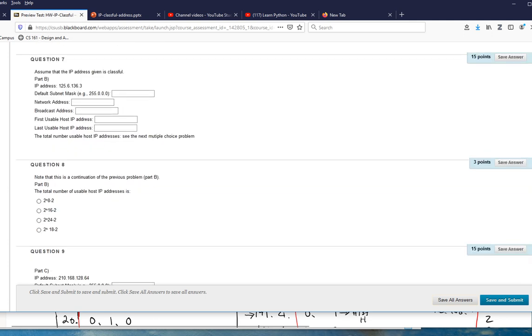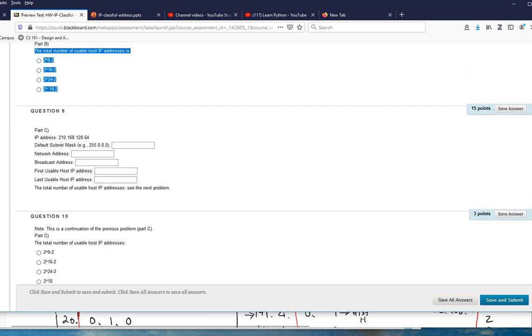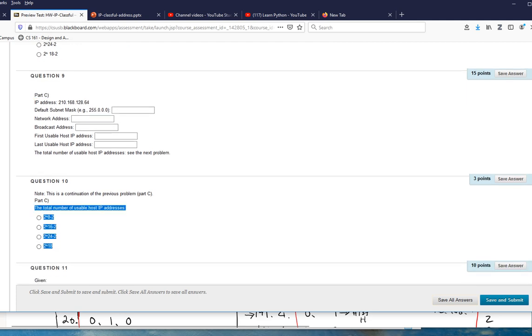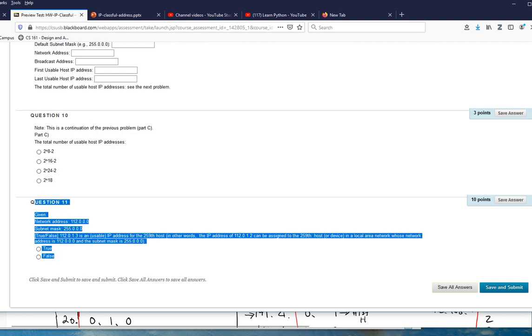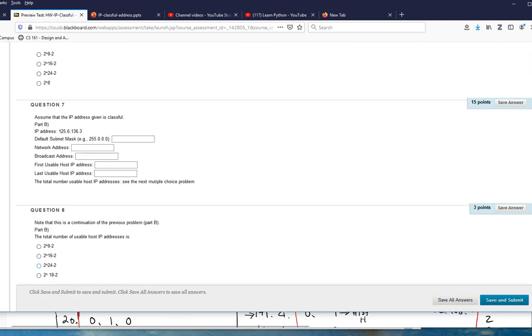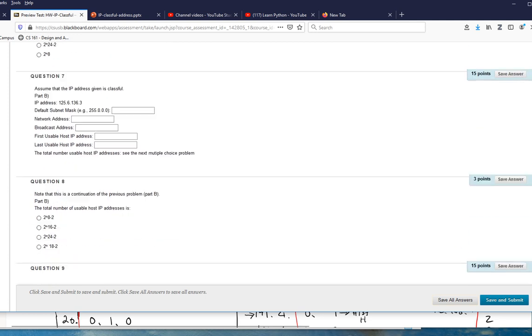And if you look at problem 7, it's part B. This problem and that problem are connected. And the last one is part C. For part C, question number 9 and question number 10 are related. It's basically one problem. And then there's question number 11. This is a separate problem.